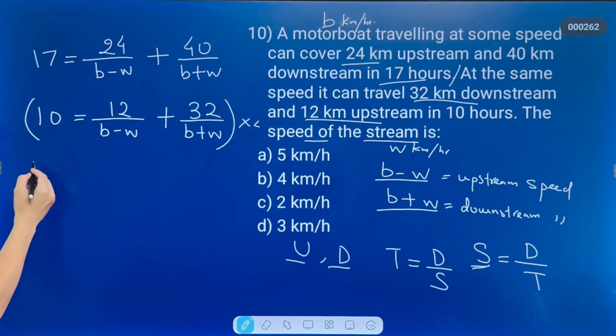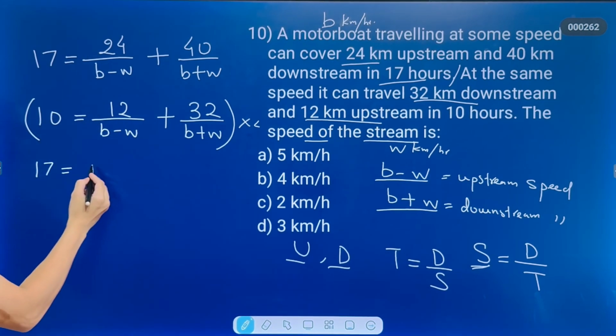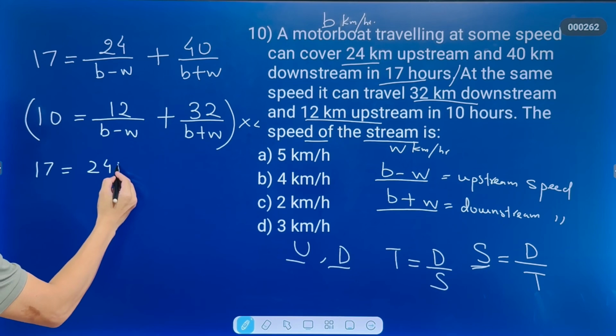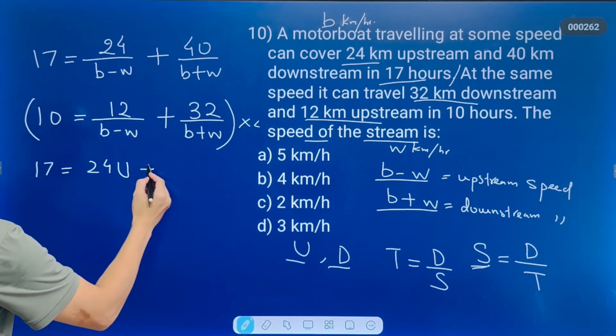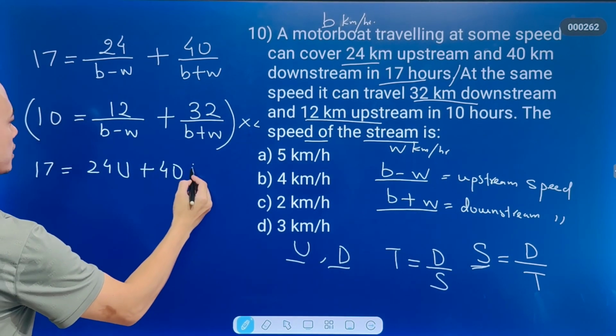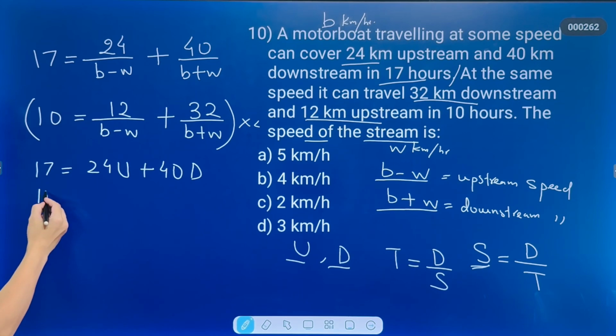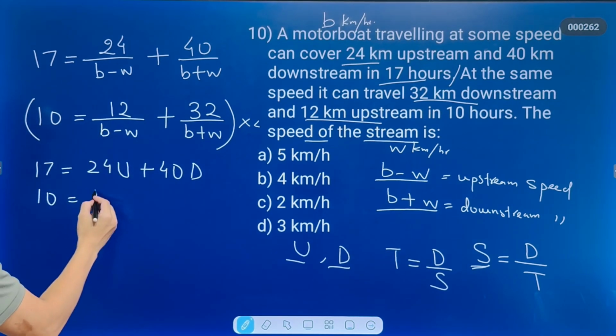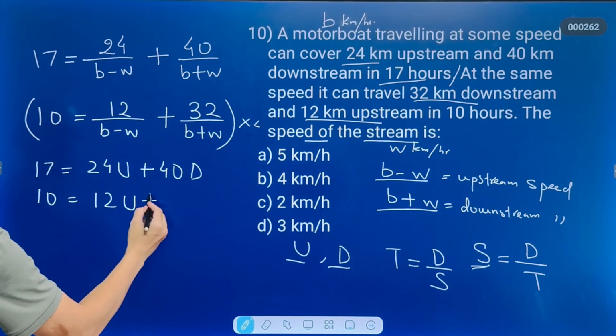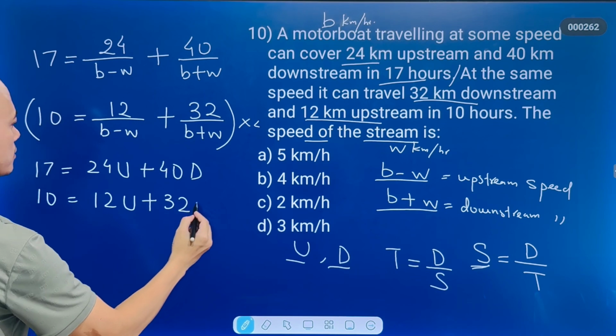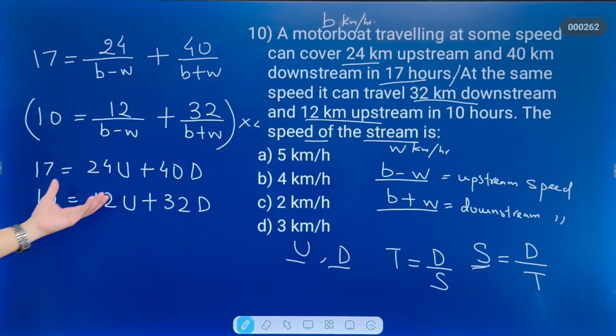So, this equation you can write it like this: 17 is equal to 24 U plus 40 D, then this one 10 is equal to 12U plus 32D. This is just to make it easy for your eye.